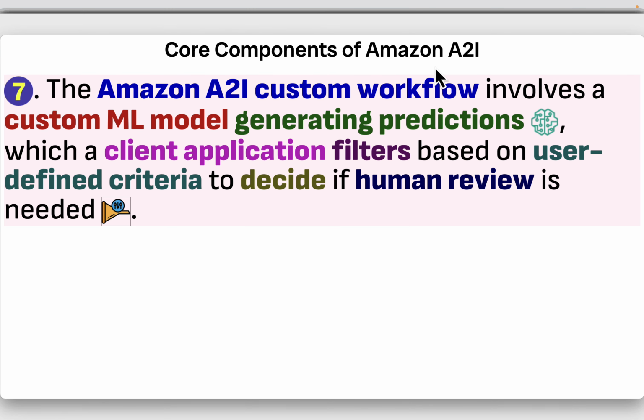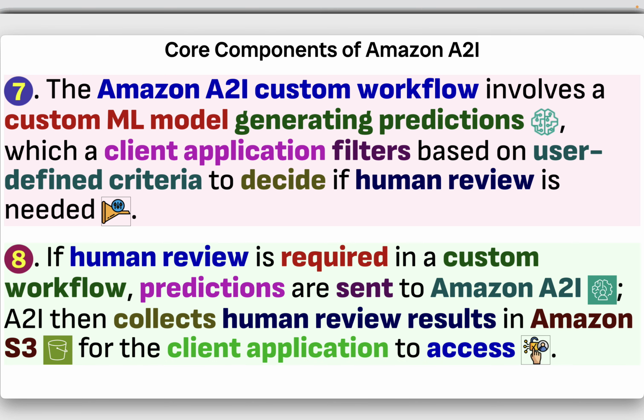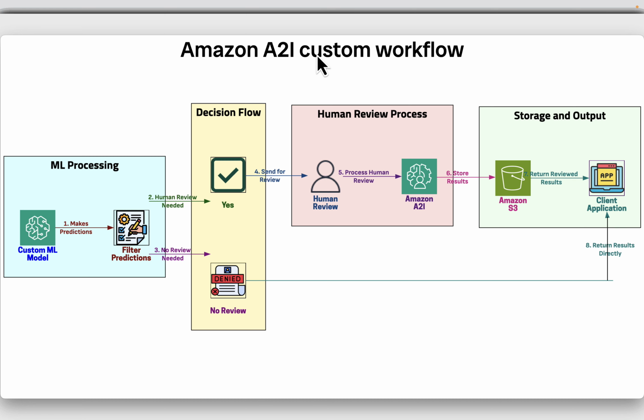So, core components of Amazon A2I continued. The Amazon A2I custom workflow involves a custom machine learning model generating predictions, which a client application filters based on user-defined criteria to decide if human review is needed. If human review is required in a custom workflow, predictions are sent to Amazon A2I. A2I then collects human review results in Amazon S3 for the client application to access. And this is the A2I custom workflow.